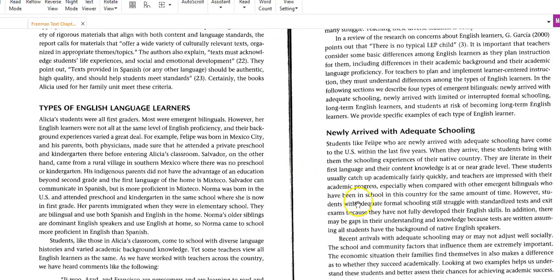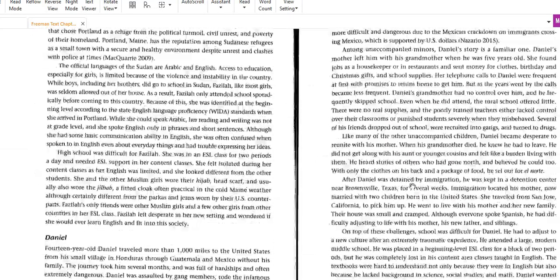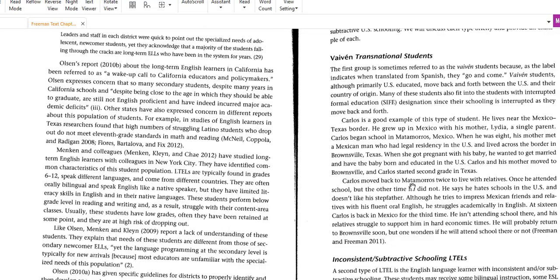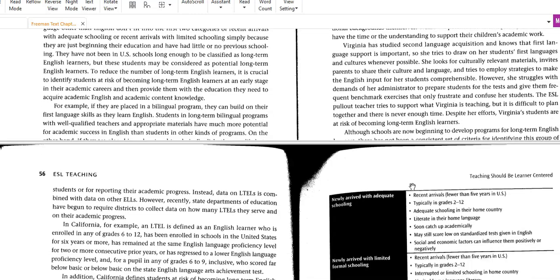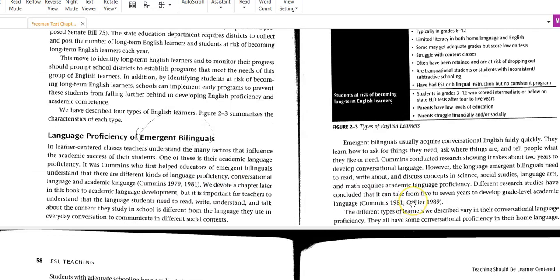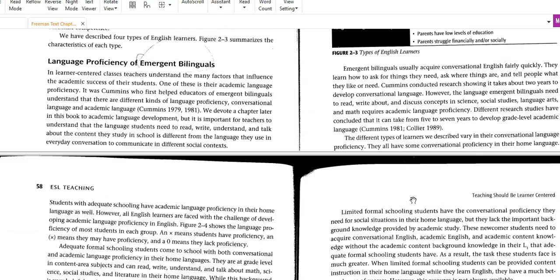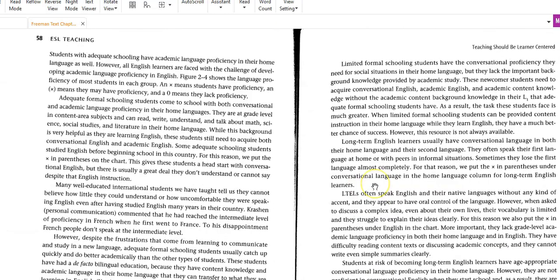So make sure you get familiar with this. And then it talks about these 4 types of students in the chapter. So make sure you're familiar with those. I think it gives examples. Long-term learners, at risk of becoming a long-term learner, language proficient or emergent bilinguals. Remember, our English language proficiency levels are a little bit different for New York State. But you know those. I know I already have them posted.